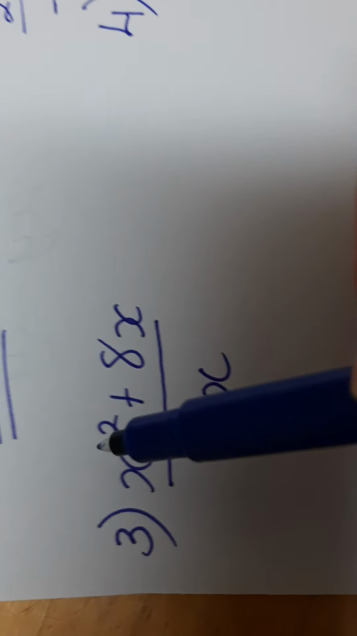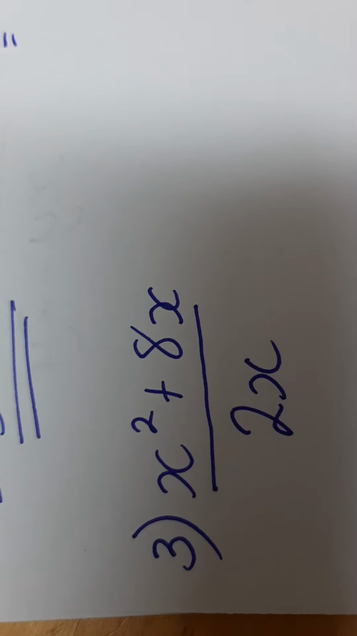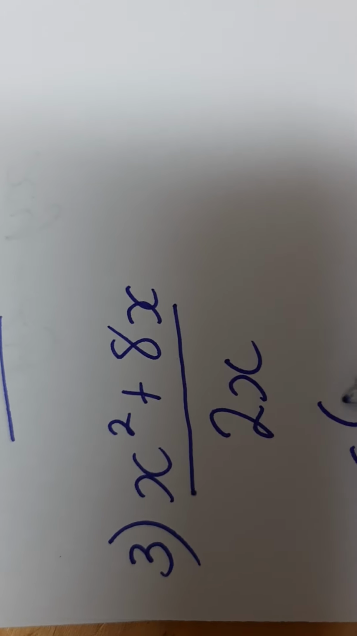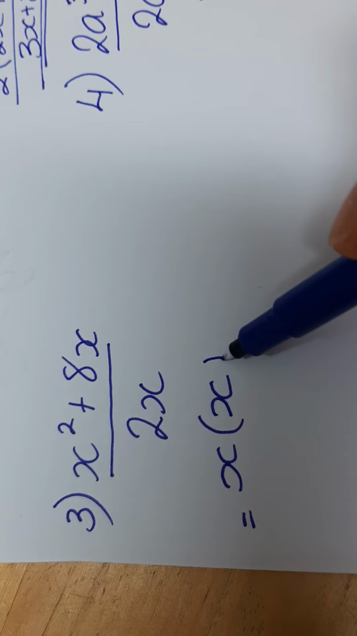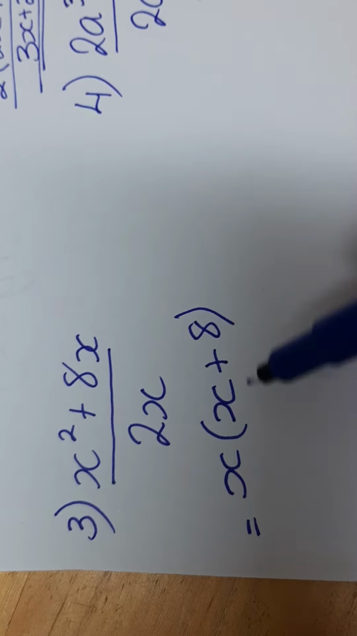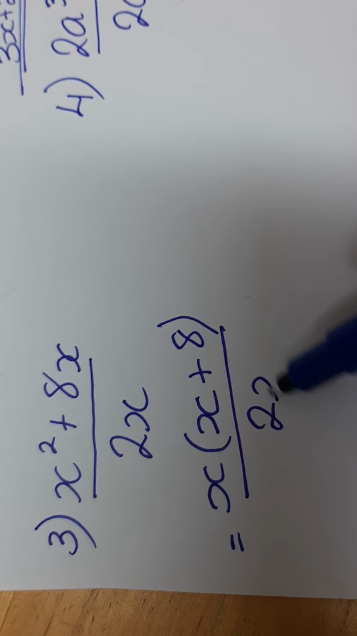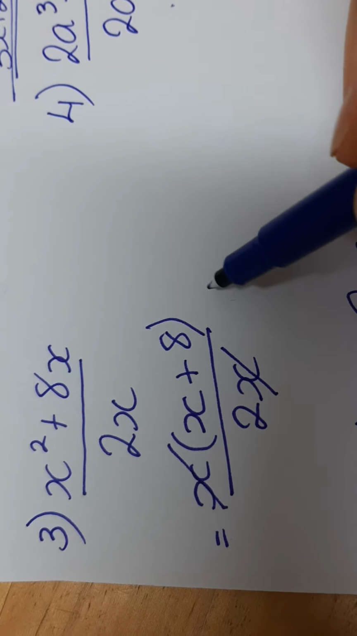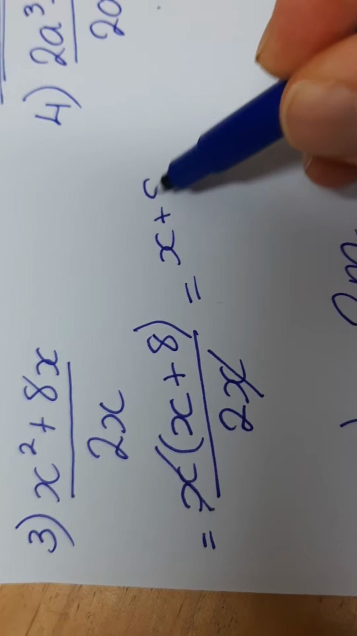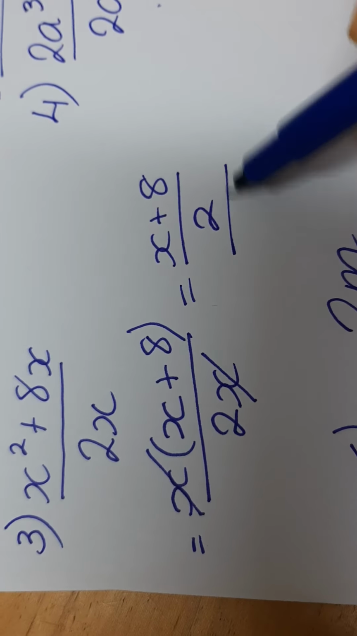Okay, let's go down to this one here. On the top, I can see I've got a common factor of x. x times x will give me that x squared, plus x times 8 will give me the 8x, over 2x. Here I can cancel this x, and I'm left with x plus 8 over 2, my final answer.